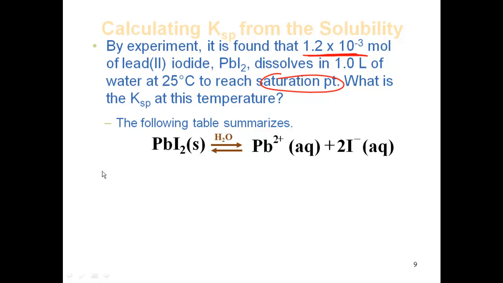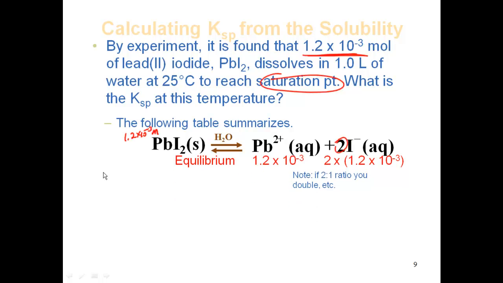So I know I have 1.2 times 10 to the negative 3rd molarity of lead-2 iodide. That is the molar solubility. That is the maximum amount that could be in solution. So if I have that amount of lead-2 iodide, then how much lead do I have? Well, there's a 1-to-1 ratio, right? So it's the same amount, 1.2 times 10 to the negative 3rd. Well, how much iodide do I have? In this case, there's a 1-to-2 mole ratio. So therefore, I have twice that amount.